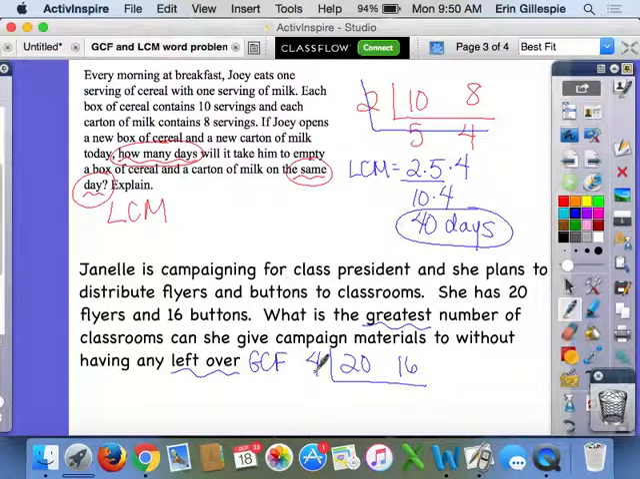I can see those divide by 4, so that gives me 5 and 4. There's no common factor there. GCF is just the number on the side, so remember sometimes you pick the biggest number. So if there's only one number on the side, that is your GCF. So our GCF is 4, she can make packets for 4 classrooms.